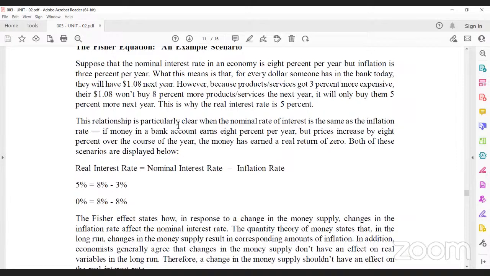When the nominal rate of interest is the same, the inflation rate is zero. If money in a bank account earns 8%, but prices increase by 8% over the course of a year, the money has earned a real return of 0.